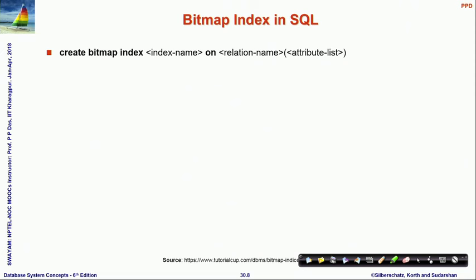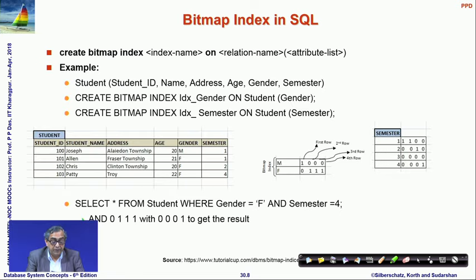Now, like the normal index, you can also create the bitmap index. You just say create bitmap index on the name, and the rest of the structure is similar. So, if there is a student relation which has these fields, we can create an index on gender, and we can create another index on semester.